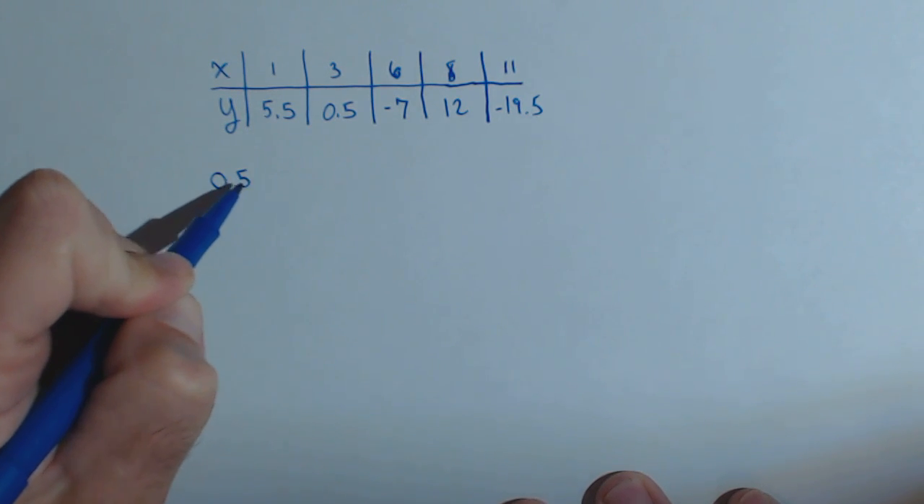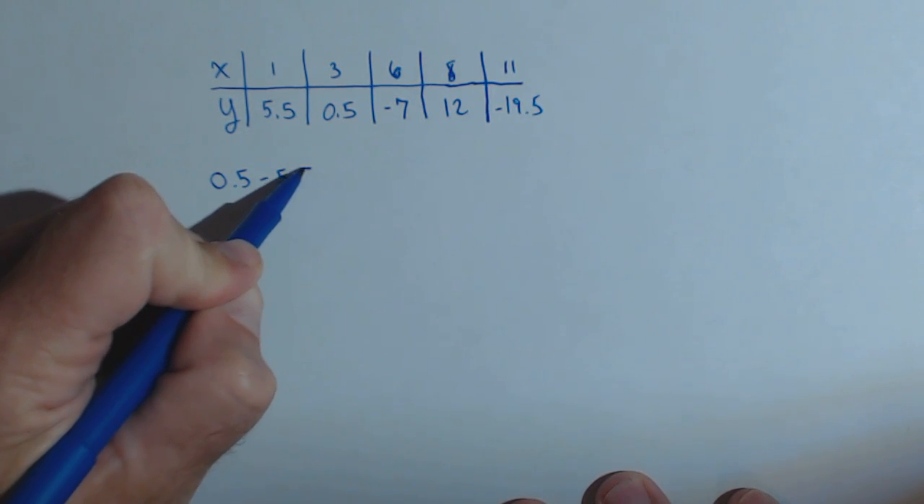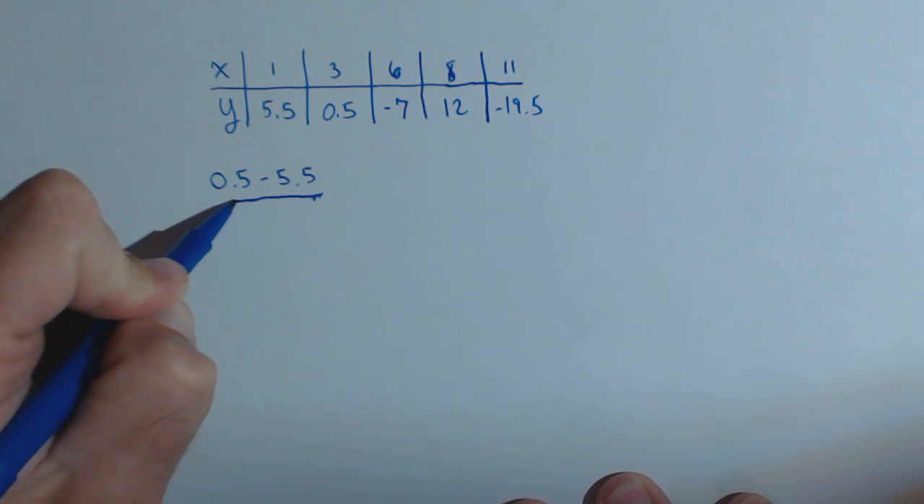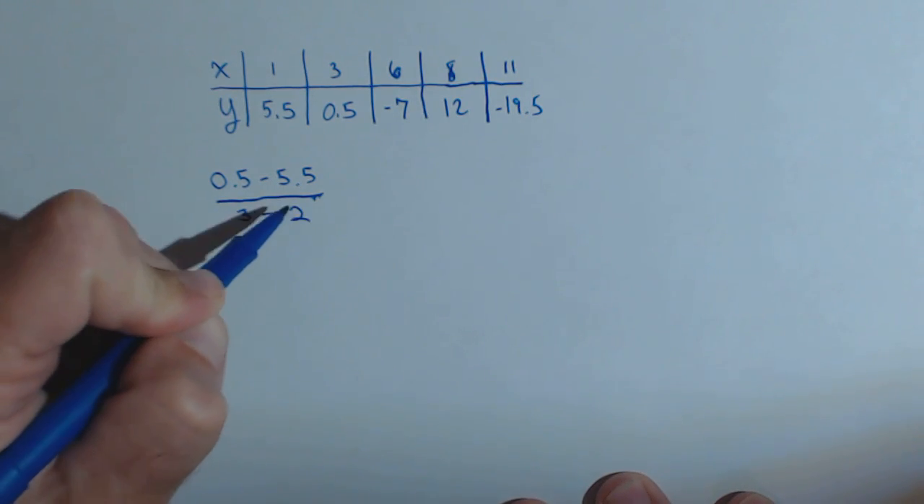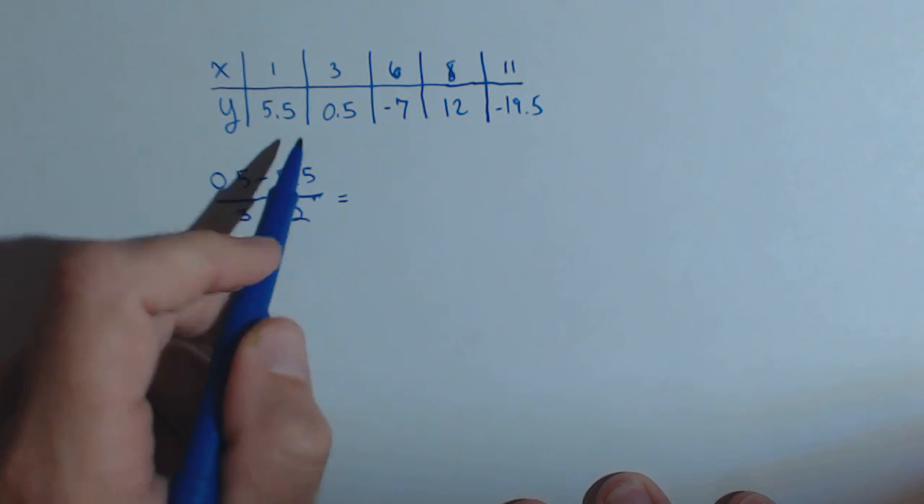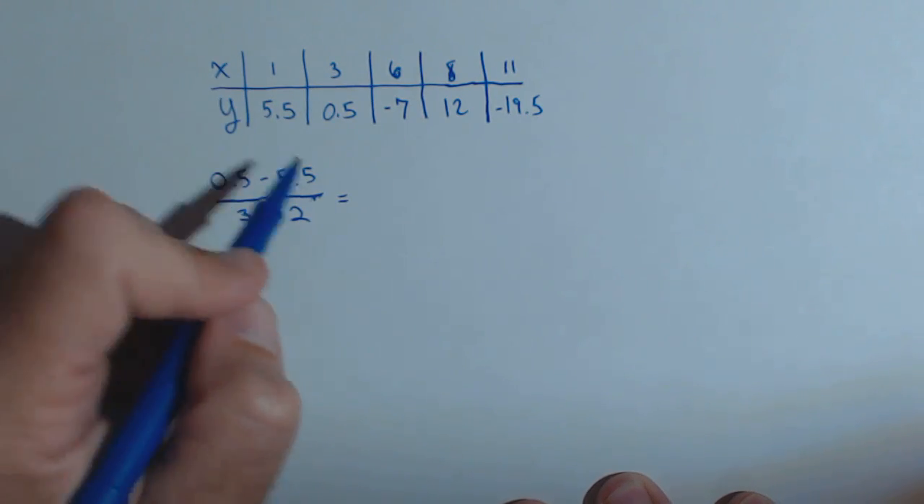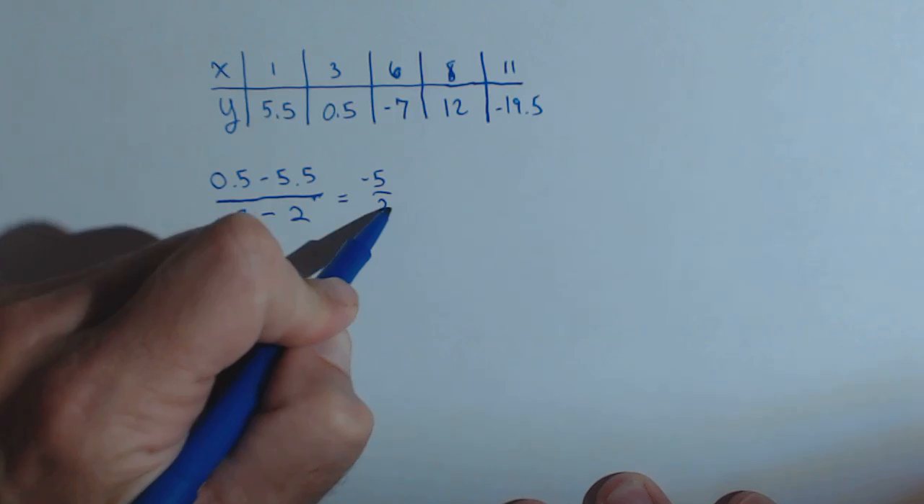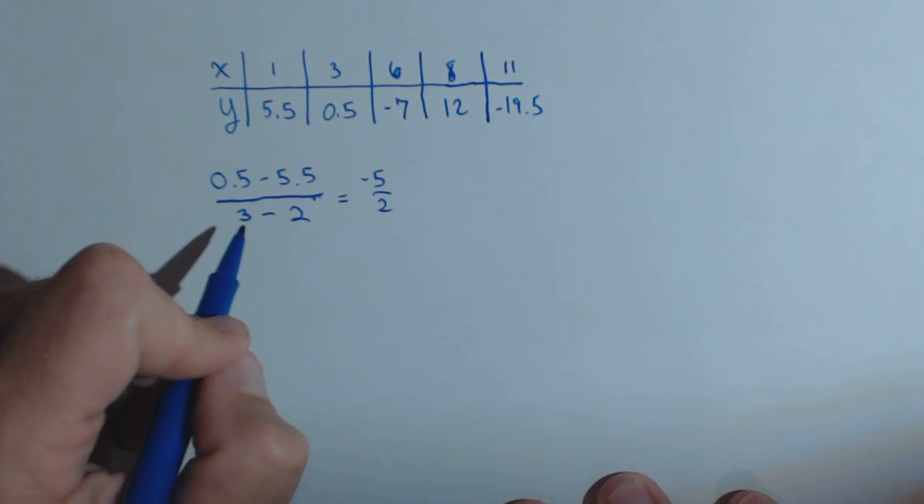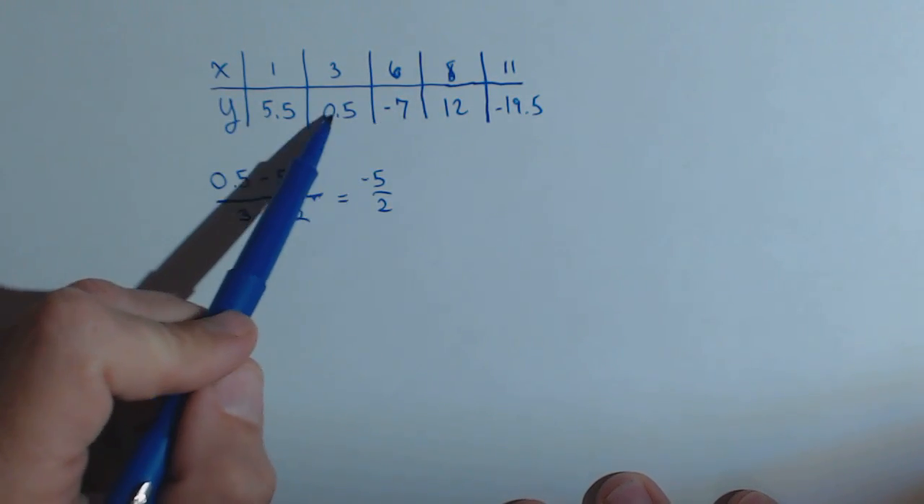So 0.5 minus 5.5 over 3 minus 2. That's doing this first pair here. We get negative 5 over 2, or negative 2.5 as a decimal. We go to the next one.